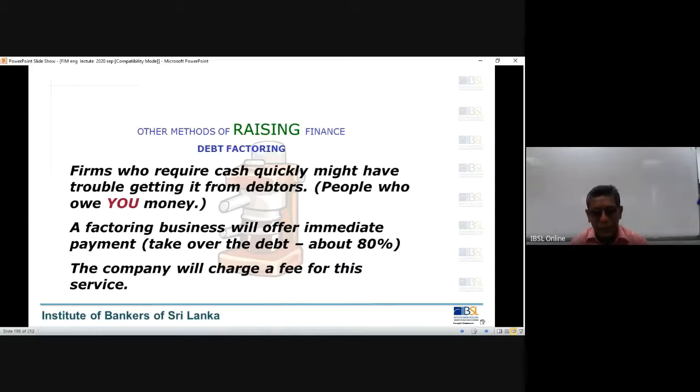So they will charge a fee for that. But you can immediately raise finance, right? These are some alternative methods of raising funds. You know what is meant by debt factoring. The other one is that they give you cash quickly, and that is how they work, right?